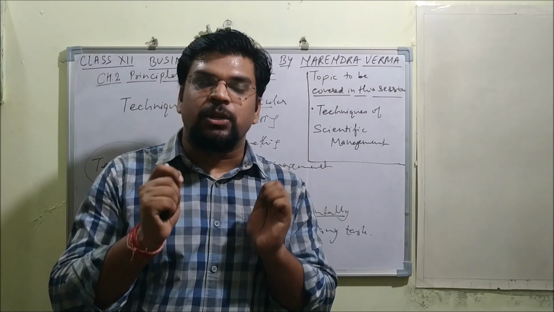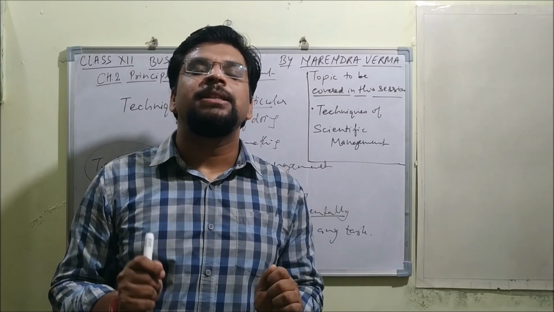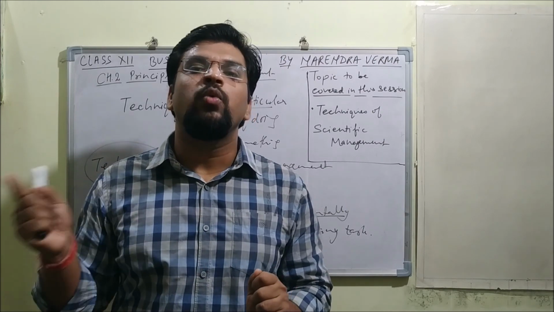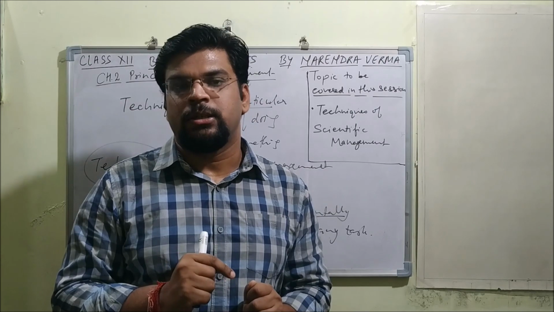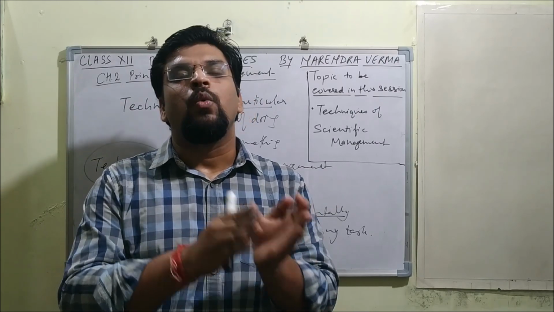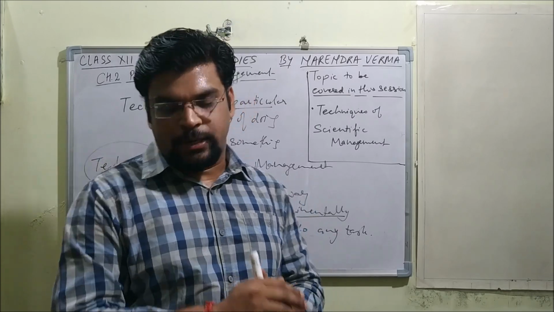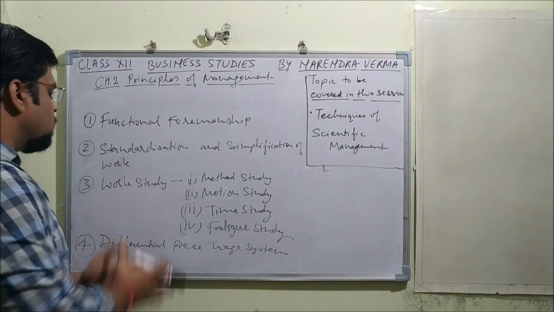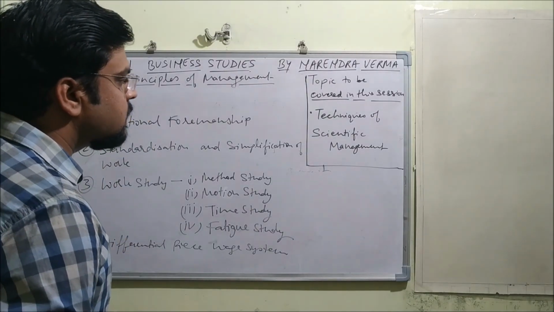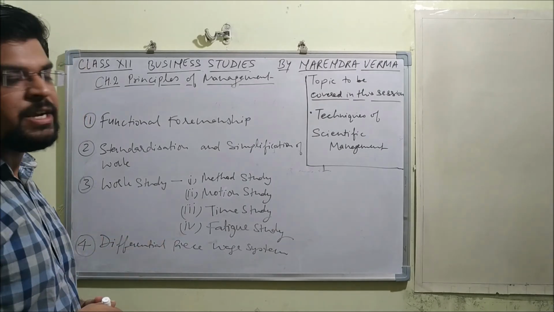And why are we learning that? Because if we really want to apply scientific management, then along with the scientific principles, these are also a must. All right, now let's move on. What are the techniques of scientific management given by F.W. Taylor? So these are the 4 techniques given by F.W. Taylor for the successful application of scientific management.